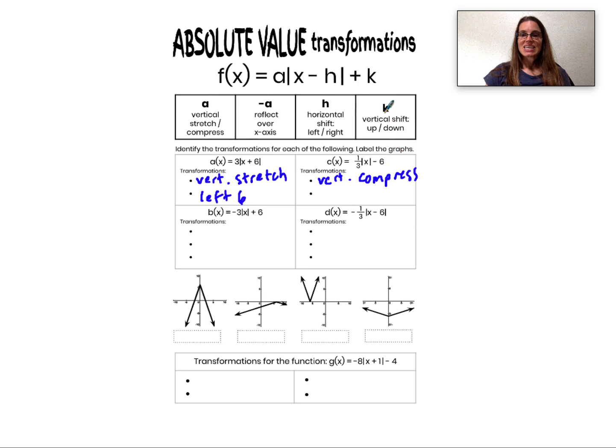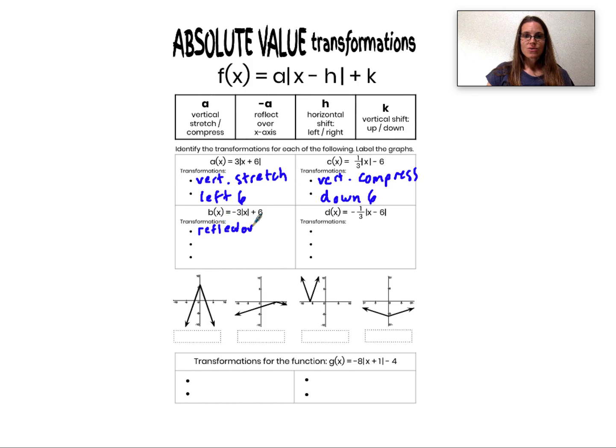Minus 6 is a k value outside of the absolute value bars. Subtracting means we're moving down 6. On to b of x. b of x equals negative 3 absolute value of x plus 6. Now that I have this negative sign, I have a reflection over the x-axis.